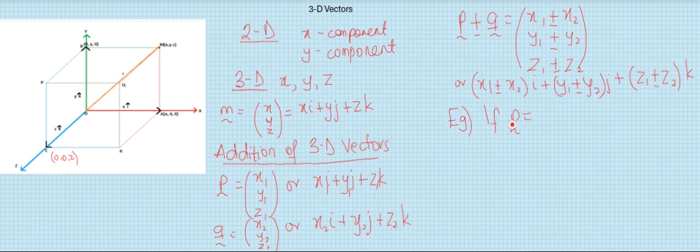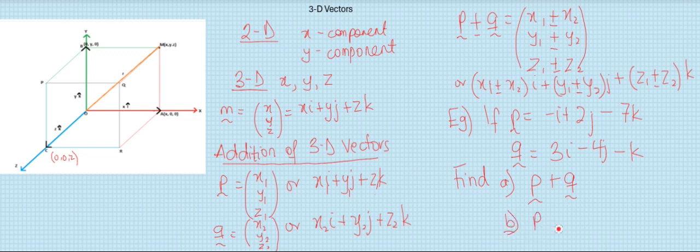If the vector P is minus i plus 2j minus 7k, and the vector Q is 3i minus 4j minus k, let's find the following. A, P plus Q, and then B, P minus Q. You'll find the solution in the next video.